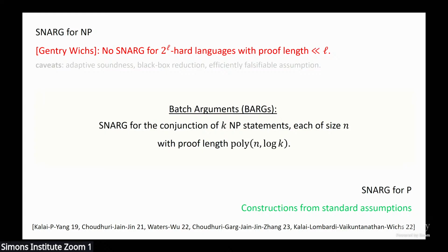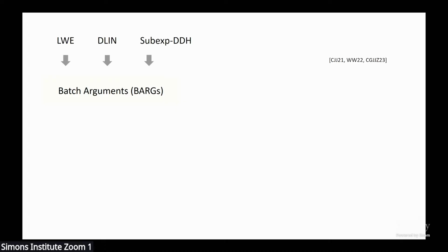Let me draw a rough picture of what we know. We have batch arguments. First of all, we know of constructions from standard assumptions: either LWE, or the Decisional Diffie-Hellman-type assumptions in bilinear groups, or from sub-exponential DDH. There are a lot of citations on this slide. I didn't have space to write all the names, but all the names appear in the last slide if you're interested. I'm not going to talk too much about constructions today. Let me just say one thing about them.